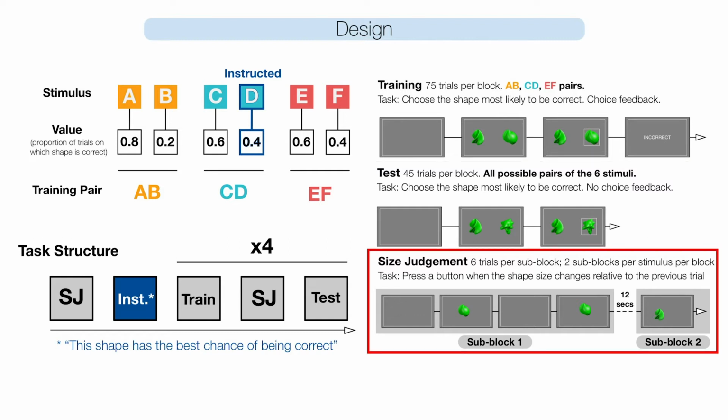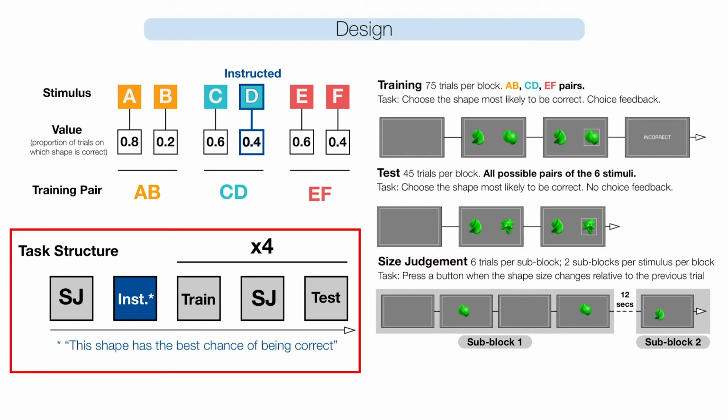Subjects also complete blocks of a size judgment task in which they simply have to press a button when the stimulus changes in size relative to the previous trial. So during the size judgment blocks, we get a measure of neural activity in early visual cortex for each of the stimuli that should not be influenced by current value-based choice behavior. If the neural responses for each stimulus have tuned according to value of learning, the size judgment blocks should allow us to cleanly measure this learning.